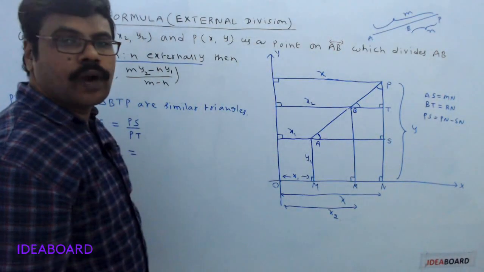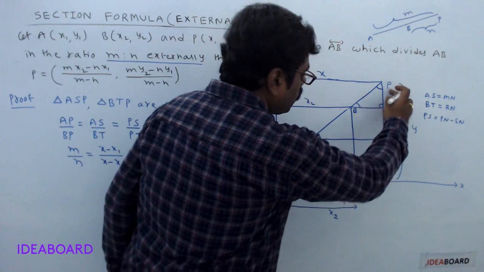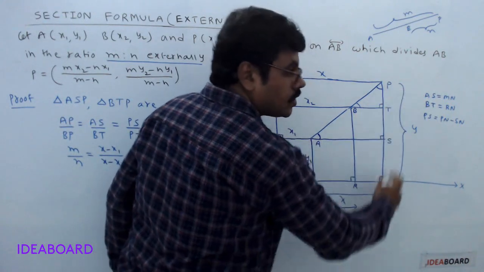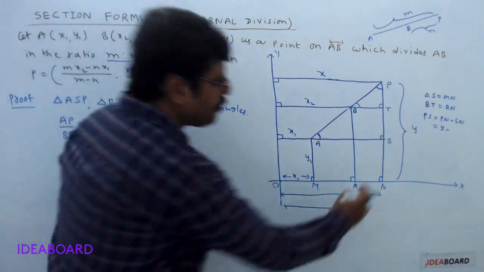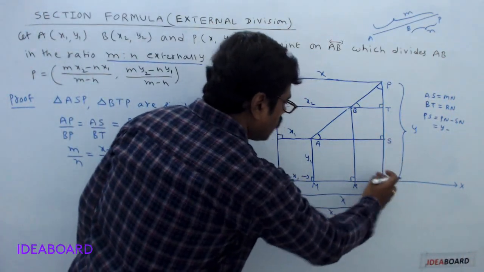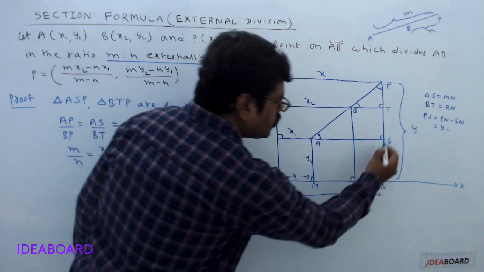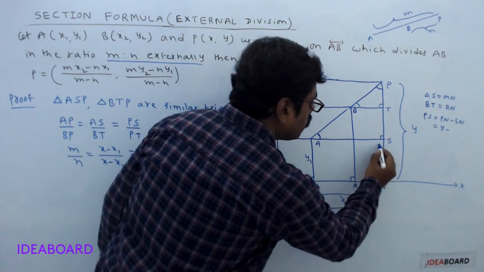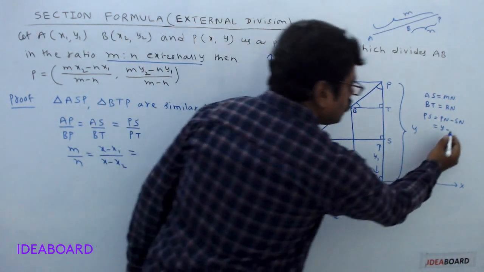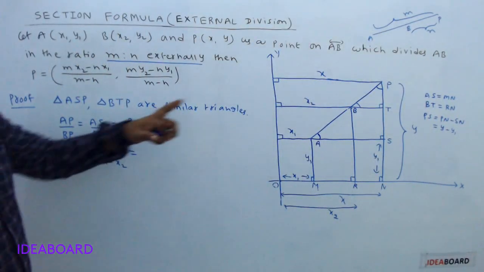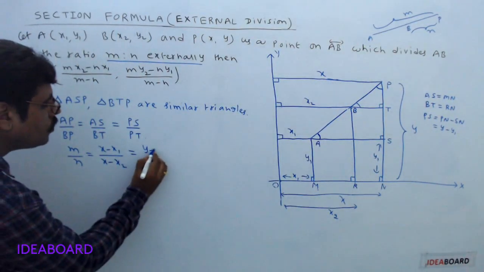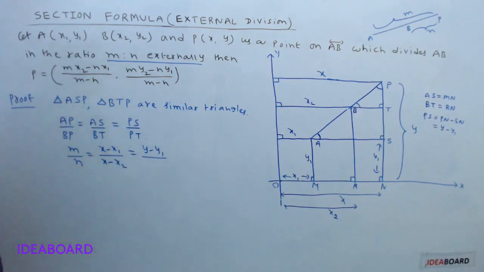Now PN, what is the value of PN? PN is nothing but this full length. It is y minus SN. This is SN. SN is same as AM. So this value is nothing but y1. So y minus y1. So in place of PS, you can substitute the value y minus y1 divided by PT.